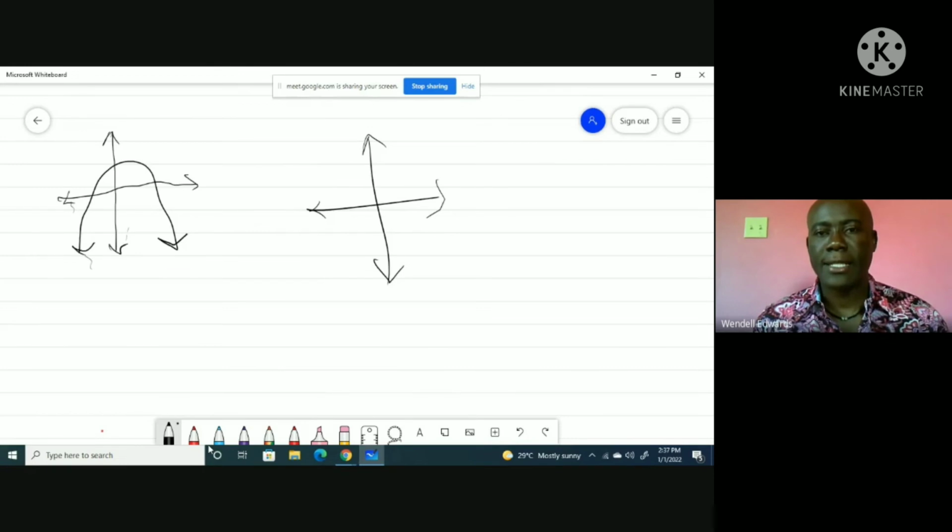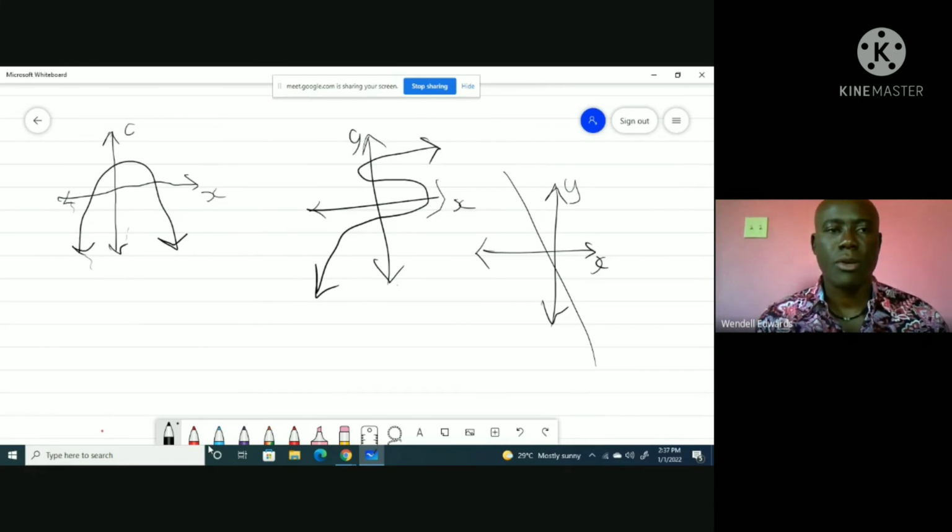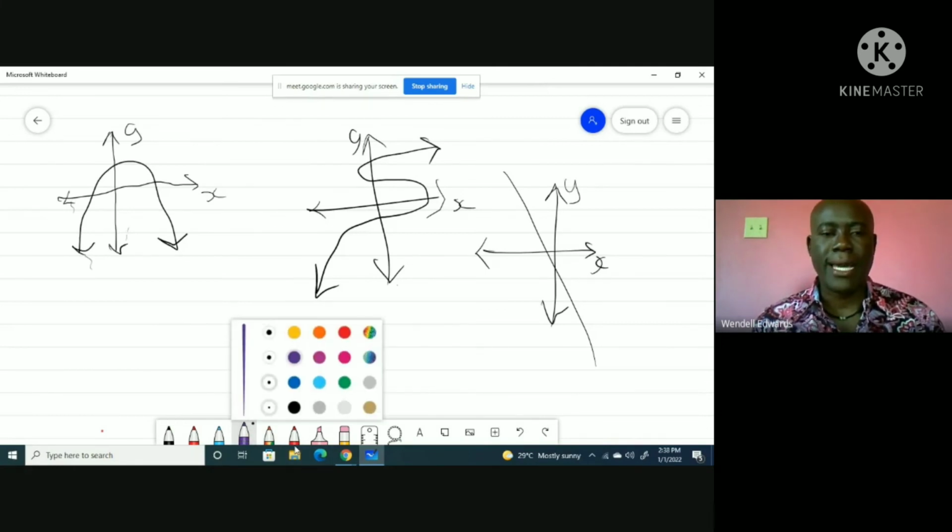Let us say I have a graph that goes like this, and it goes like that, and it goes like that. And then I'm going to do the last one, and I have a line that comes like that. So these are my axes: x, y, x, y, x, y. So I'm going to do a quick vertical line test.